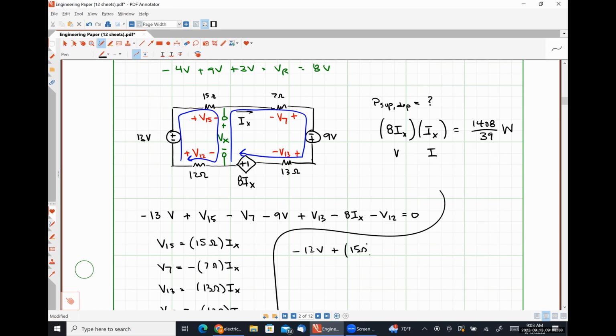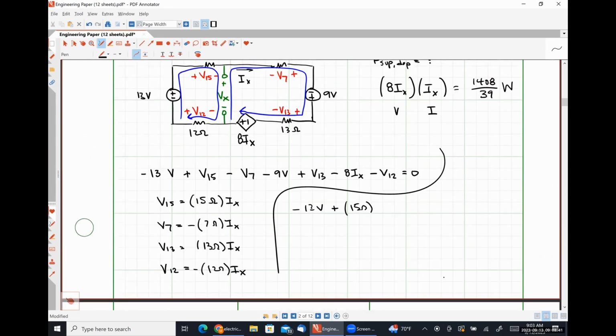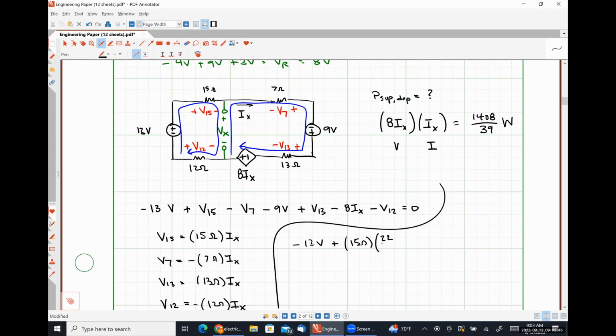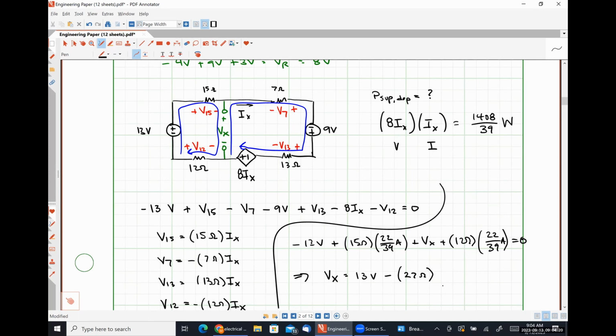So let's put 15 ohms times Ix was 22 over 39, plus Vx. And then we would have minus V12, where V12 was negative, so it would be plus 12 ohms times that same Ix, 22 over 39 amps, is equal to 0. Solving for Vx, we would have 13 volts minus 15 plus 12, which is 27 ohms times 22 over 39 amps.